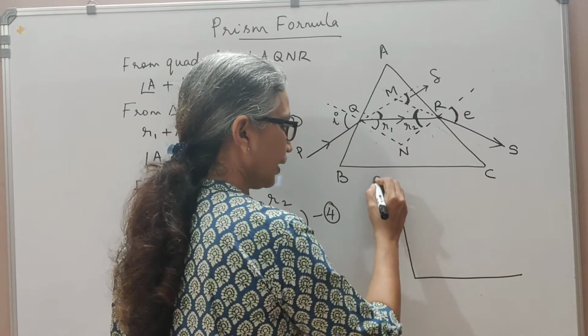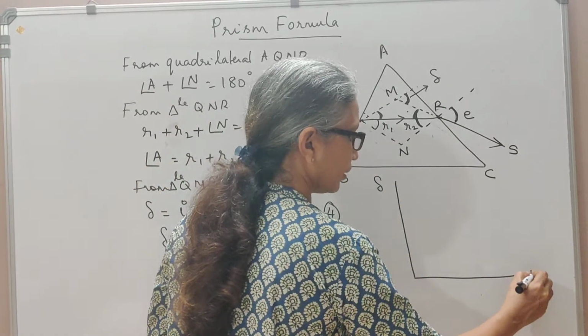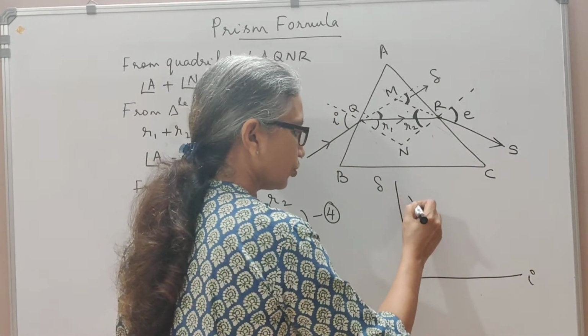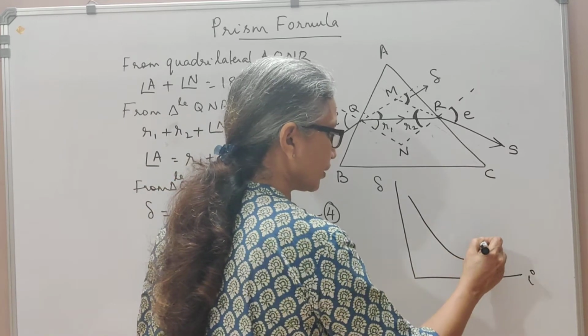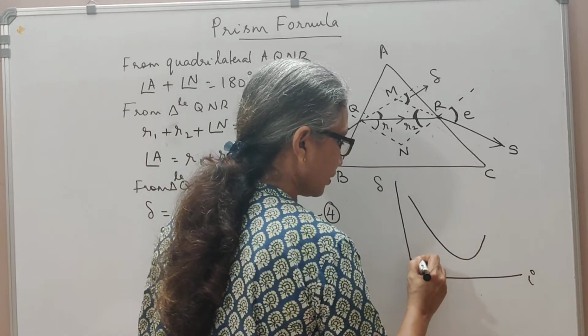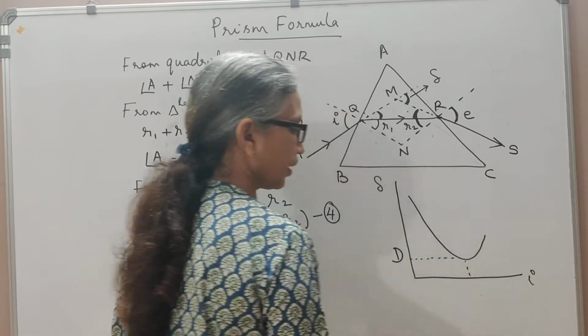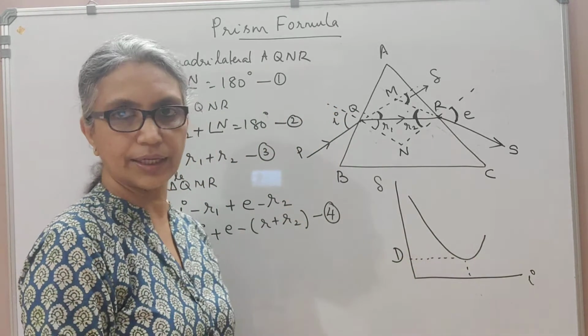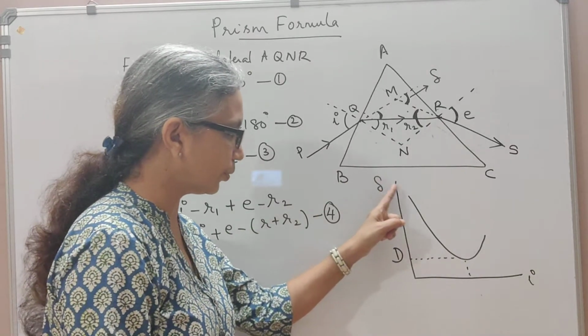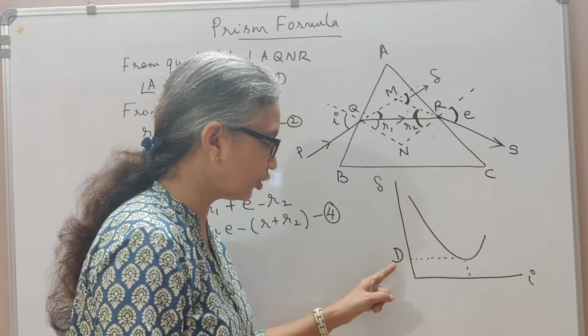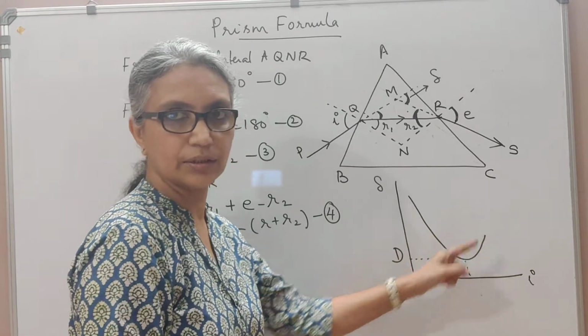where you have delta here and angle I here, you will see that you are going to get a graph like this, where this is called the angle of minimum deviation for some corresponding angle I. The delta will decrease, reach a minimum value D and then increase back, right?